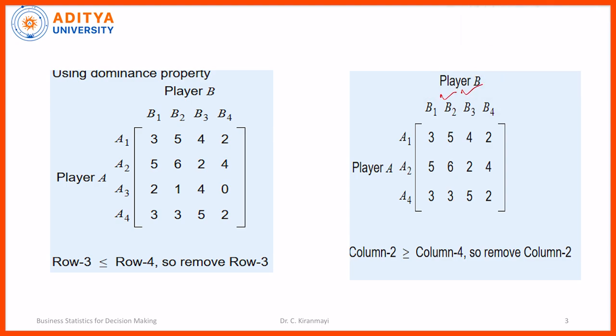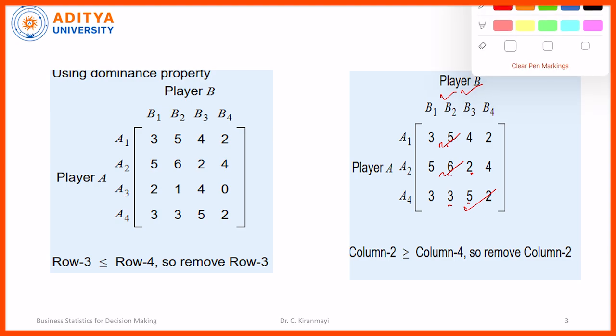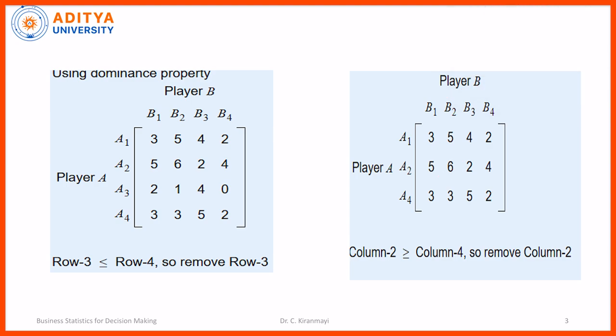Let us move on to the comparison of other columns. B2, B3, let us compare. 5 and 4, 5 is greater, 6 and 2, 6 is greater, 3 and 5, 5 is greater. Here also we cannot identify which column is dominating. Let us compare B3 and B4. 4 and 2, 4 is greater, 2 and 4, 4 is greater. Here also we cannot identify which column is dominating.